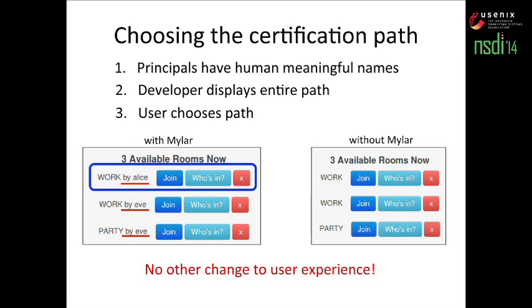Principals have human meaningful names, as we've seen so far: work, Alice, Eve, Bob. The developer is supposed to display to the user the entire certification path that uniquely identifies a principal. And then the user must choose the path. So for example, work by Alice indicates the principal work that Alice and Bob share.